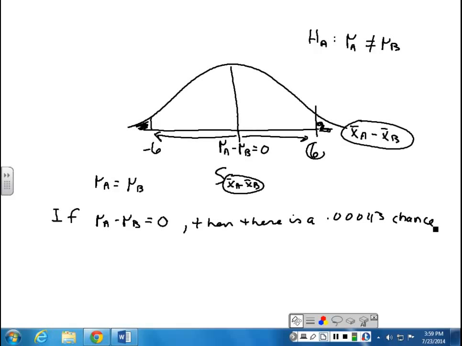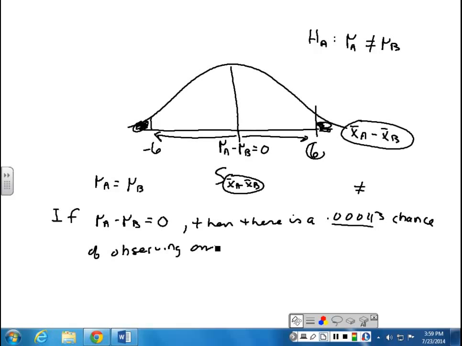And when I used my calculator, I used not equal to for the alternative hypothesis near the bottom of the page. So it's already done the doubling. So this is the entire p-value. So if H0 is true, then there is a p-value chance of observing what we have shaded in the tails.